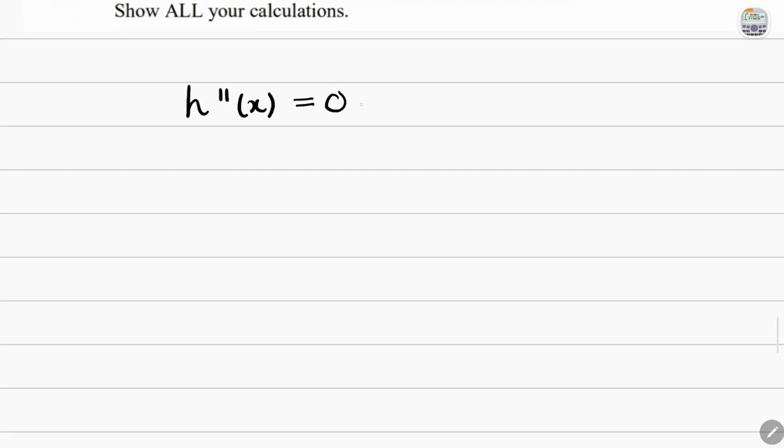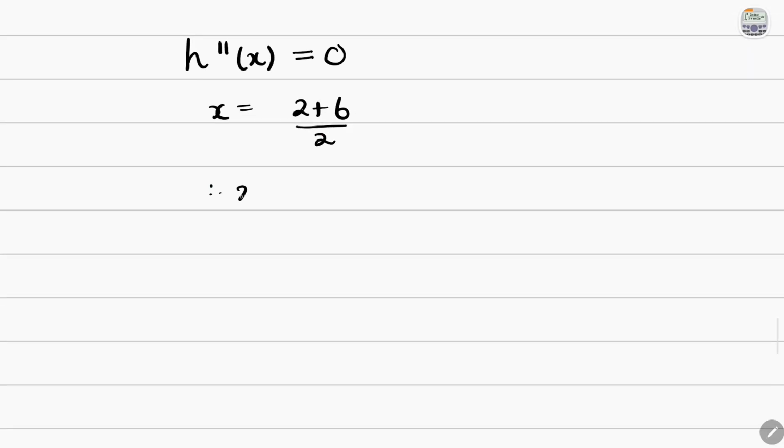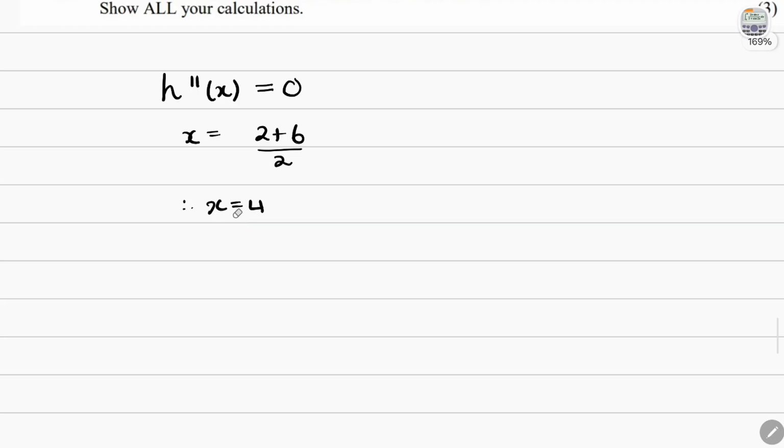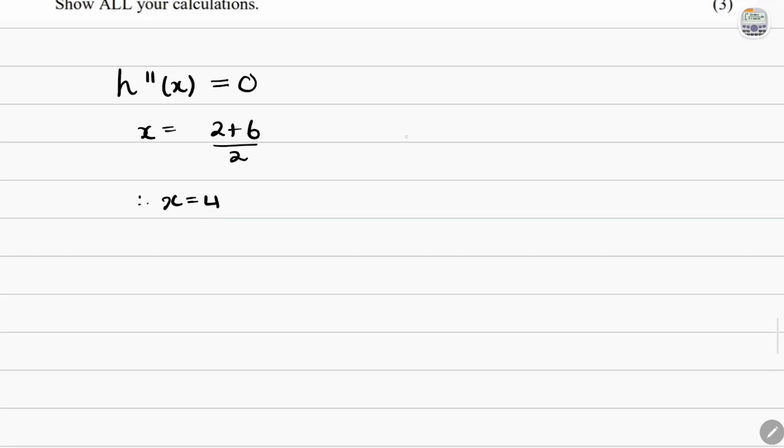Okay, so I'm just going to find that by saying this is where x is equal to (2 + 6) divided by 2. That's 8 divided by 2, which is 4. So x is equal to 4. Great. So now we know that the point of inflection occurs at x equals 4.